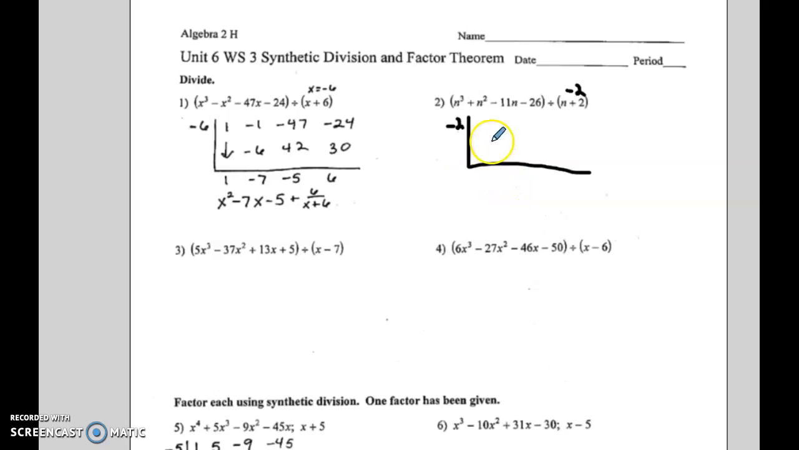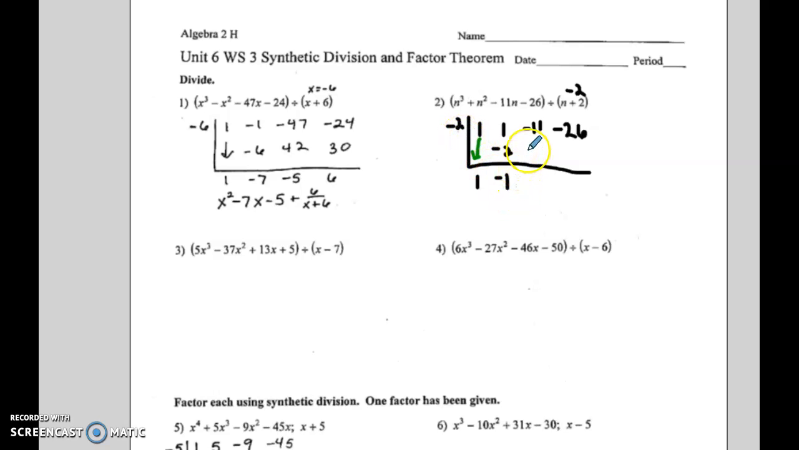So I'm going to put a negative 2 on the outside. My coefficients, just like regular synthetic substitution, go on the inside. And then the process is the same as it was a couple weeks ago when we did synthetic substitution. We start by dropping the first coefficient. And then from here on out, we're going to multiply what's outside and then add what's inside. So negative 2 times 1 is negative 2. I add down, I get negative 1.